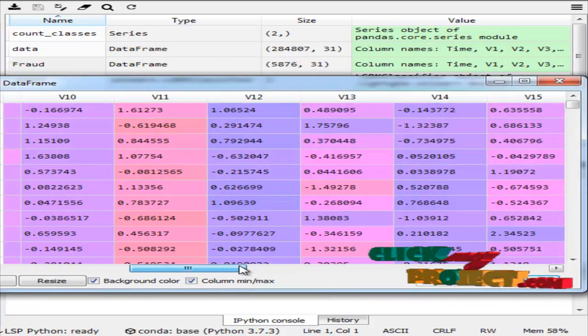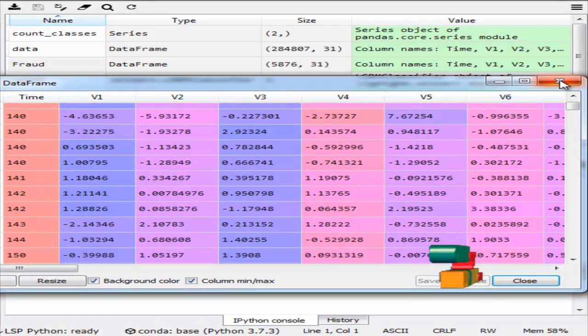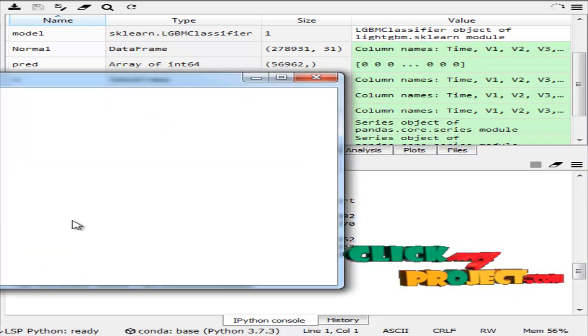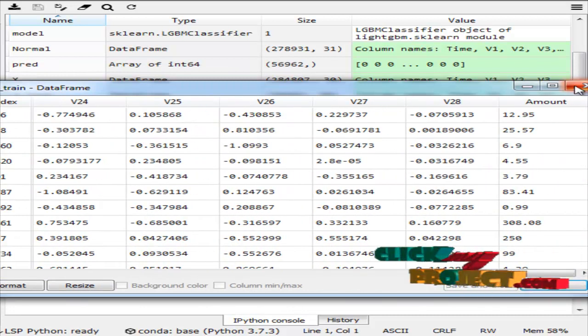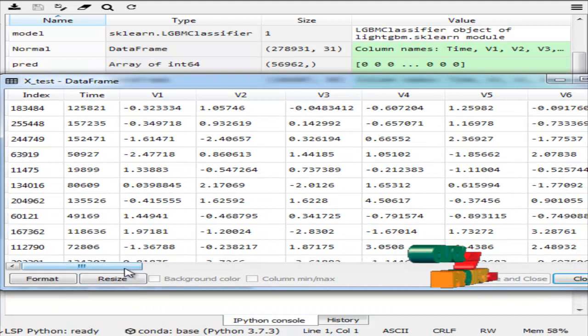0 is for the normal cards and 1 is for the fraud cards. And now we have only the fraud transaction cards, and then we have split into the train and the test set. This is our x train data, and this is our x test data here.